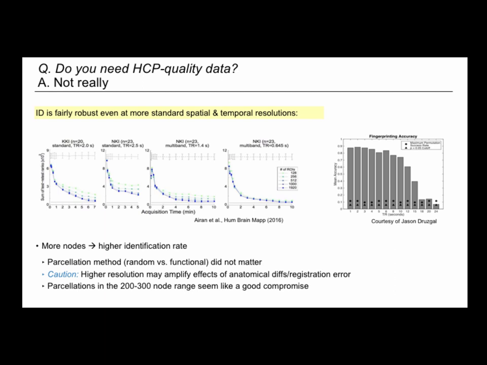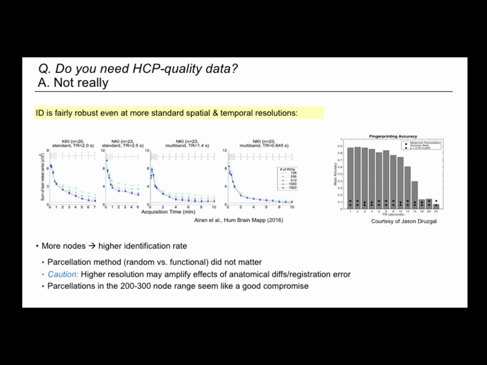To get back to the question about parcellations, it's a really interesting one. So this Iran paper looked at that a little bit as well, and they found that the exact parcellation didn't matter too much, although more nodes tended to lead to a higher identification rate, which makes sense if you think about it. The finer grain resolution you have, the more you may be potentially capturing those meaningful individual differences, whereas if you're averaging over really broad parts of the cortex, you may be washing them out a little bit. But one caution with that is that in its extreme, the really high resolution parcellations may be amplifying the effects of anatomical differences or registration error.